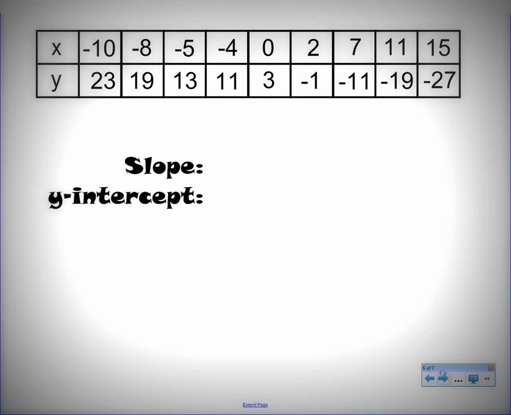Alright, last scenario, you are not given a graph, you are not given the equation, but rather you're given a table of values. Okay, again, start with your y-intercept. It's the easiest place. You are looking on your table for wherever x equals 0, which is right here. X equals 0, right there. So my y-intercept is 3.